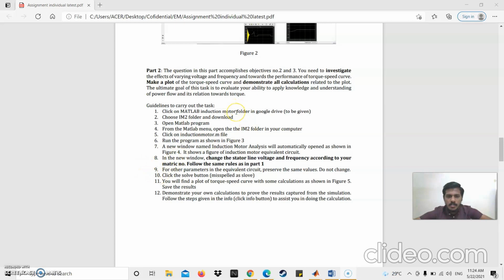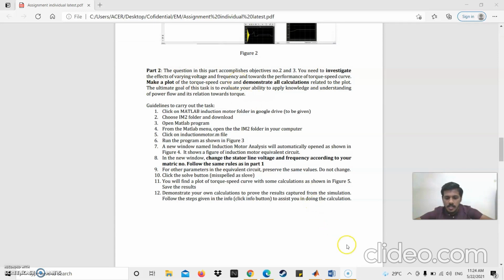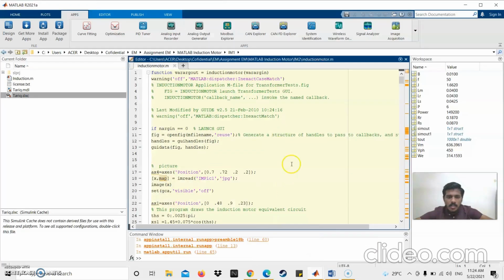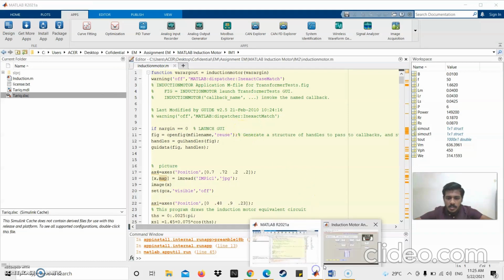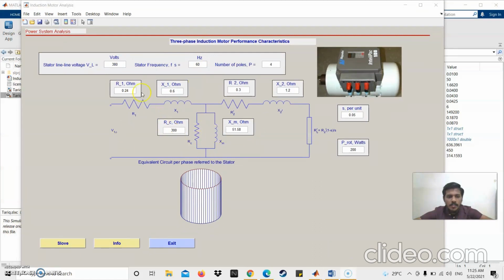Okay, once again, good morning, doctor. So today we're going to talk about part 2, investigating the effect of varying voltage and frequency on the performance of the torque speed curve. So here's the coding for part 2, using a GUI model for analysis of the torque speed curve, and here is the GUI model. So here we're going to set up 350 based on my metric number, and the frequency also 50, and the pole kept the same.